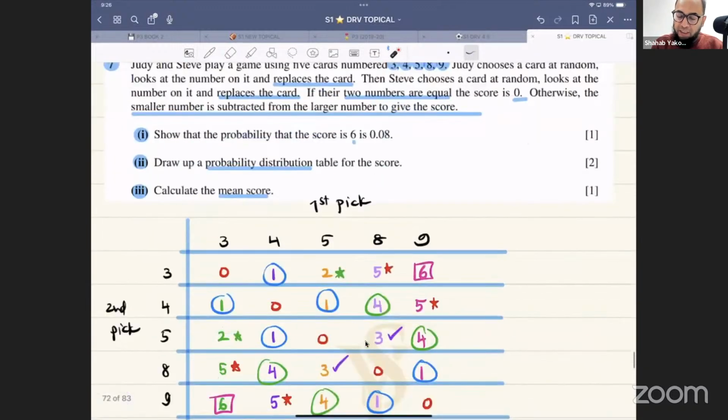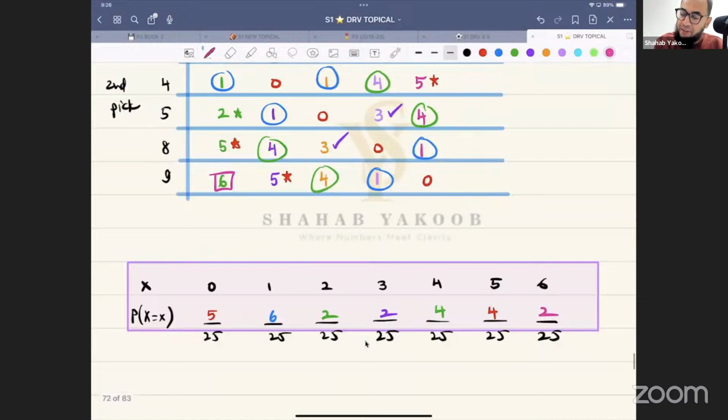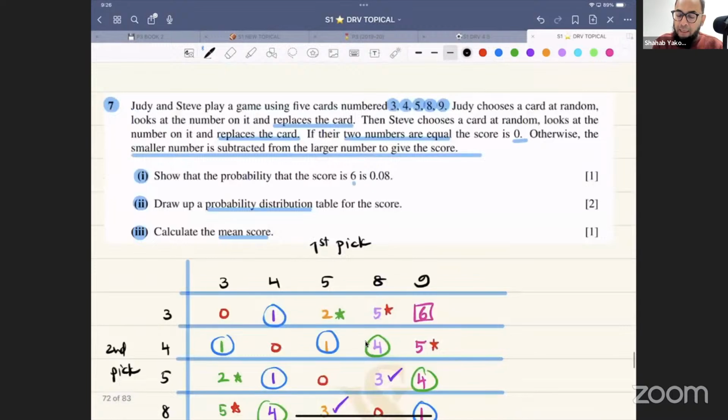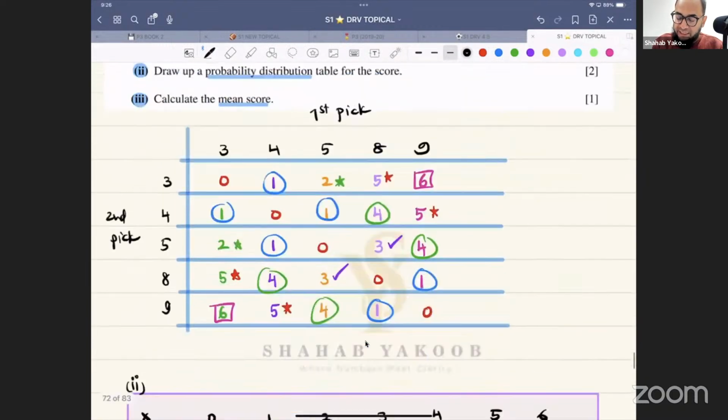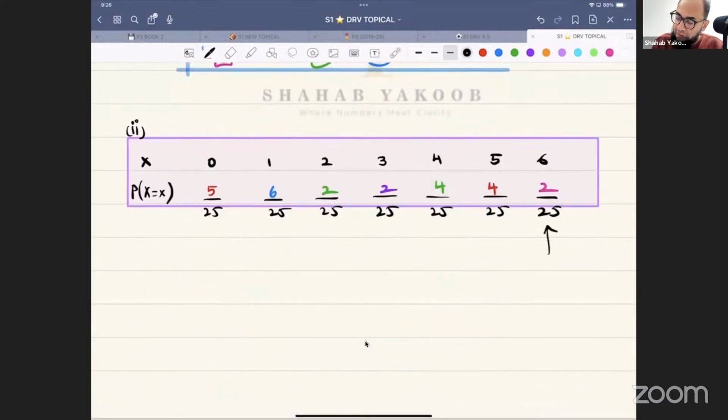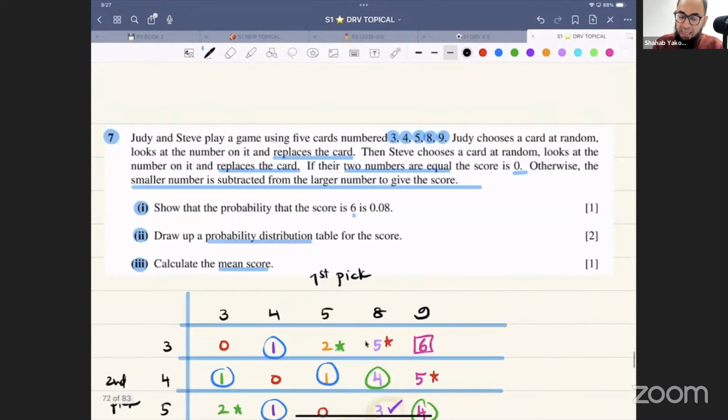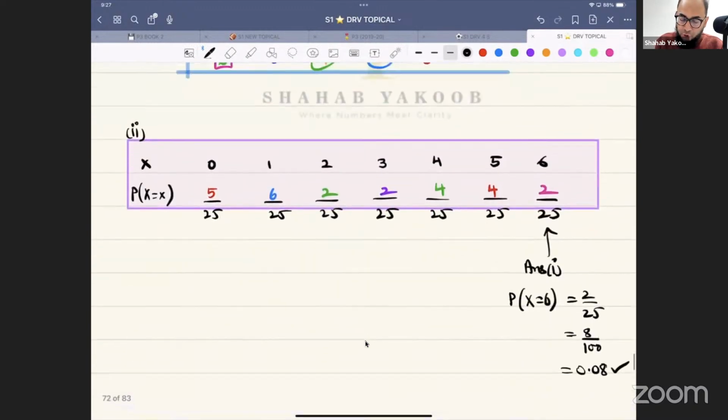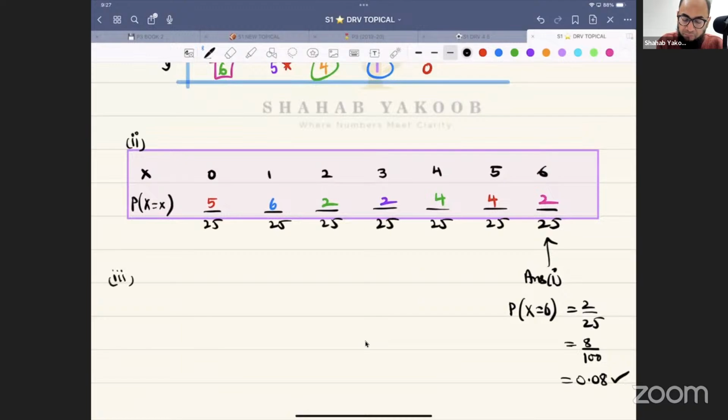Now it says show that the probability, the score of 6 is 0.08. This is the second part that I do first, the probability distribution, that is done. So this is the answer of part 1. Probability x is equal to 6 is 2 over 25, which is 8 over 100. And that is 0.08. Yes, the answer is correct. Calculate the mean score. So let me work out the third part.